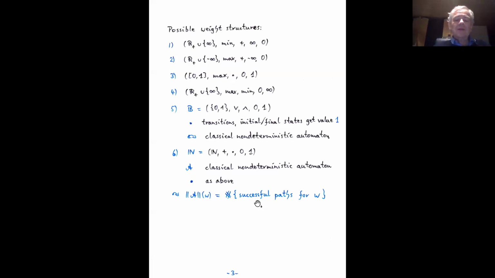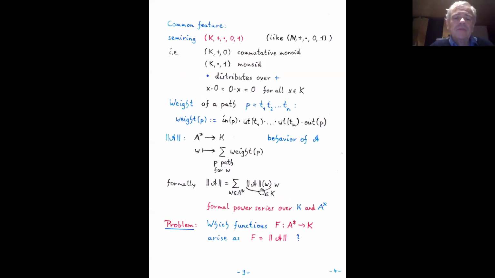Yeah, so the previous model tells us, well, word, is it accepted? Is there a successful path? And the automaton says yes or no, there is one. And this model tells us, well, yes, it's accepted, and maybe there are 5 successful paths, exactly 5. Yeah, so that's the advantage. We get a more precise answer. How often is it accepted? How many successful paths are there?